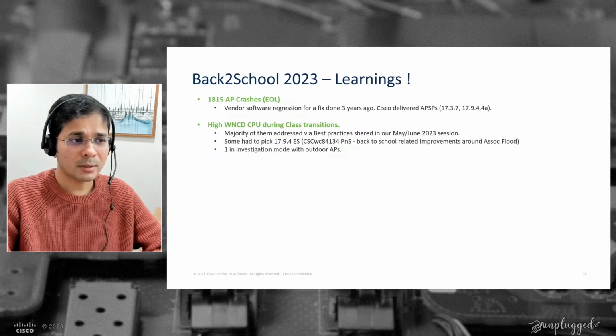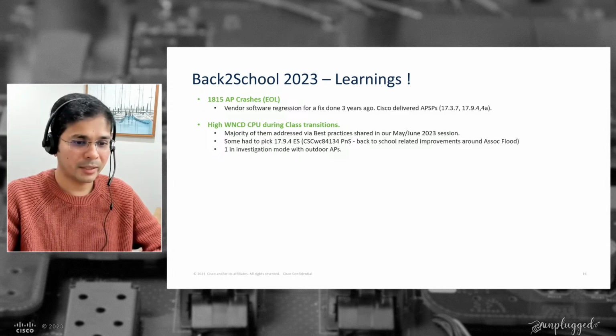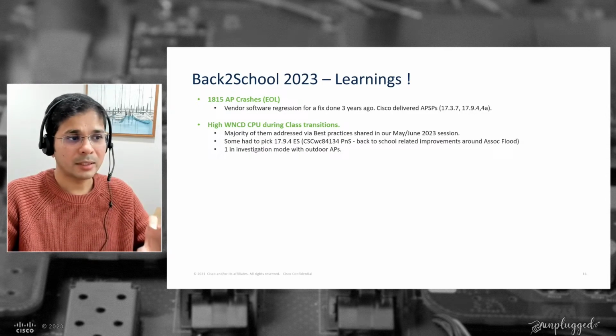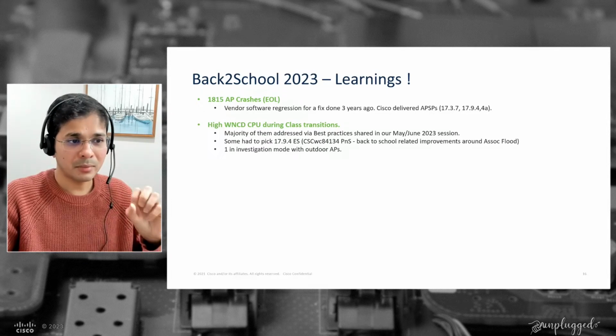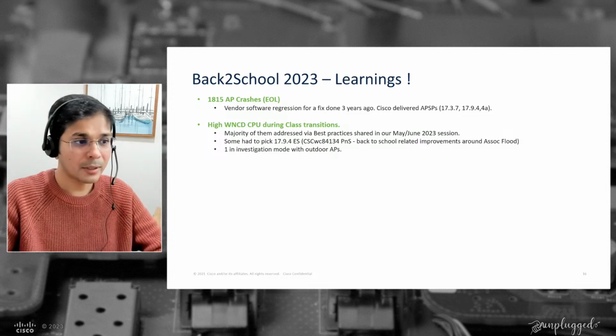However, there is one customer which we are working to fine tune, which has quite a bit of clients connecting to outdoor access points, and we are seeing some high WNCD. So we're looking at reviewing the site surveys and how things are configured there. But overall, high WNCD, in my view, was quite less of a problem, except for things if they didn't follow the best practices, as we mentioned.